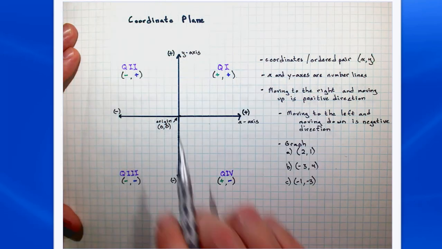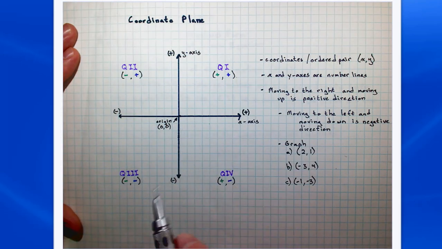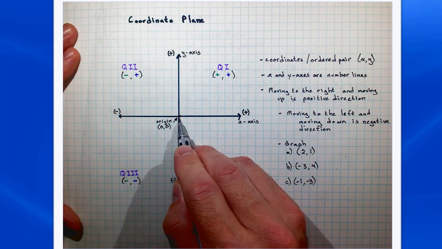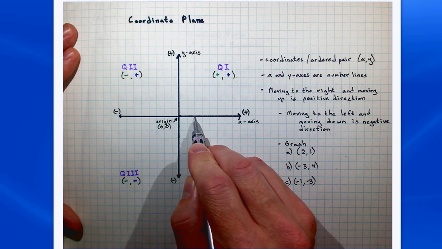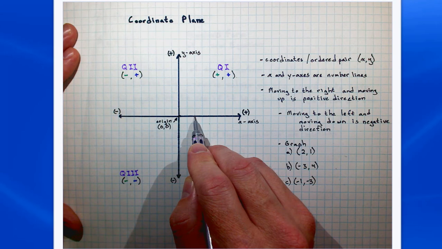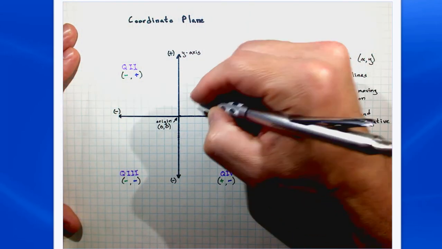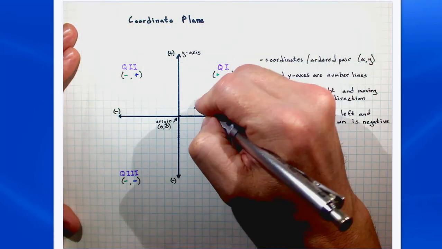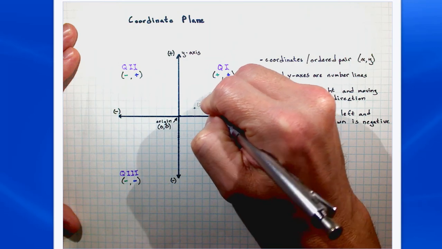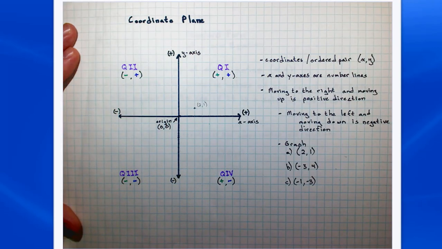I have no numbers written down here on my number line because it would be too busy. Each tick mark represents 1 unit. So I will move 2 to the right in the positive direction: 1, 2. This is where I'm now at on the x-axis. Next, I look at my y value, which is plus 1. So I move up 1 unit. And that is my coordinate, 2 comma 1.